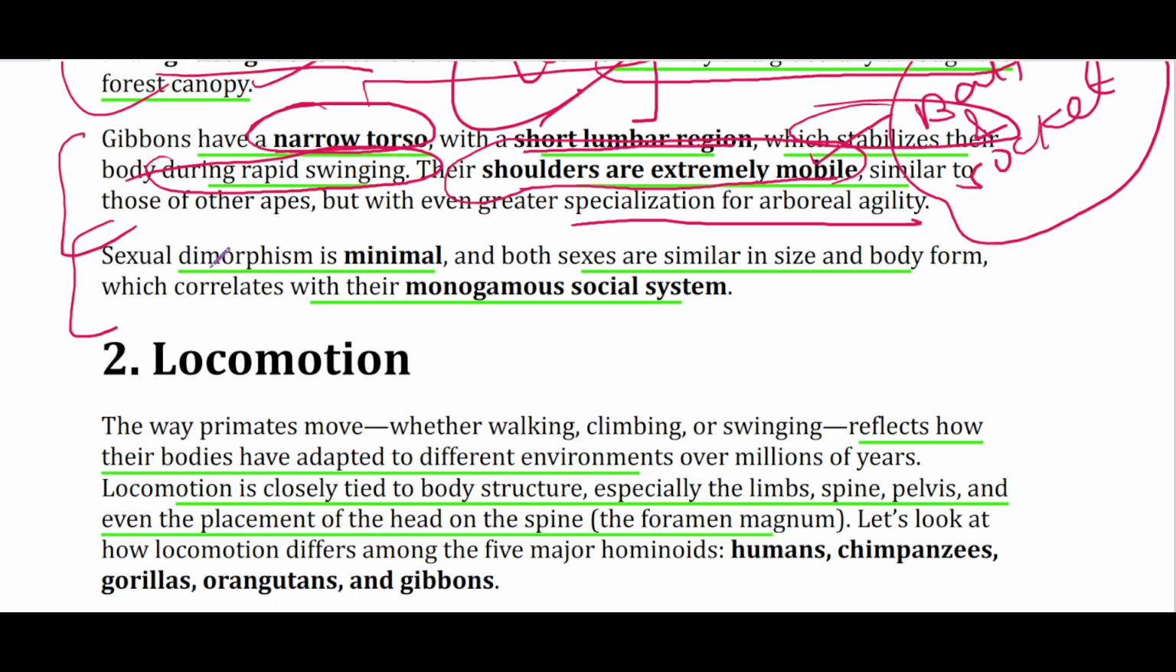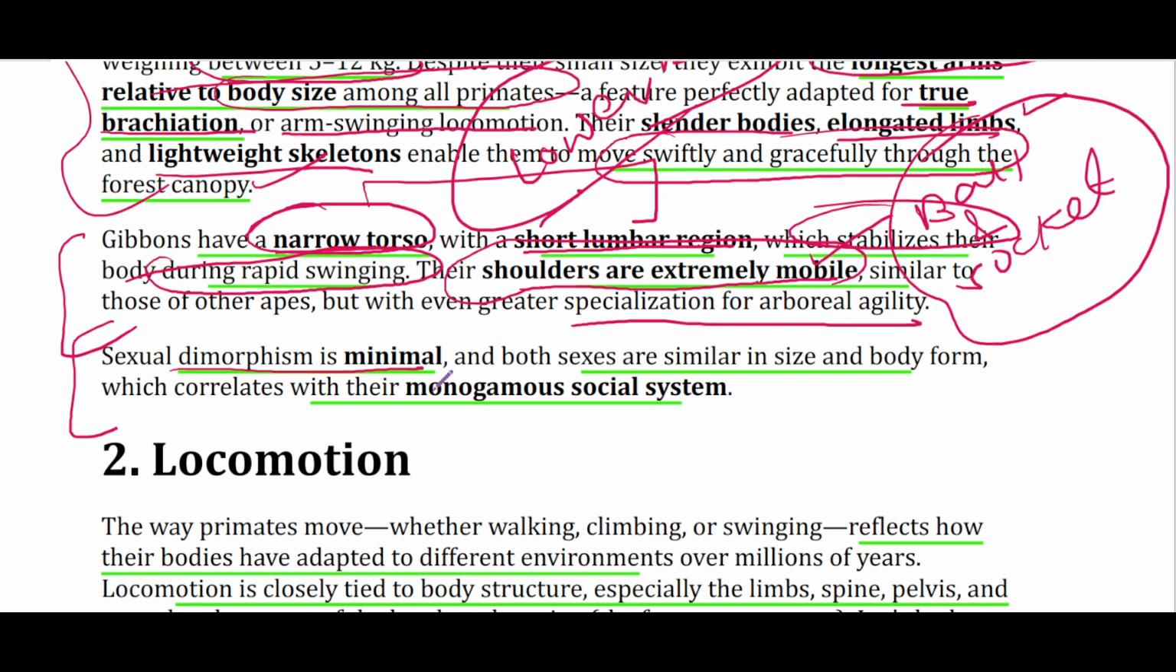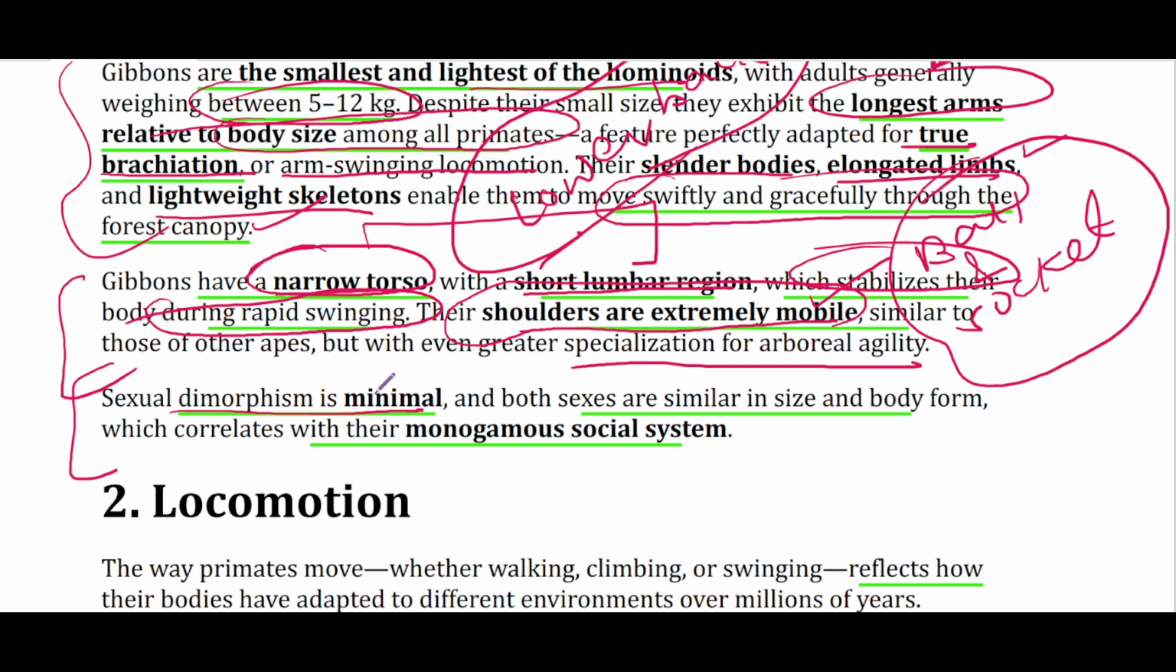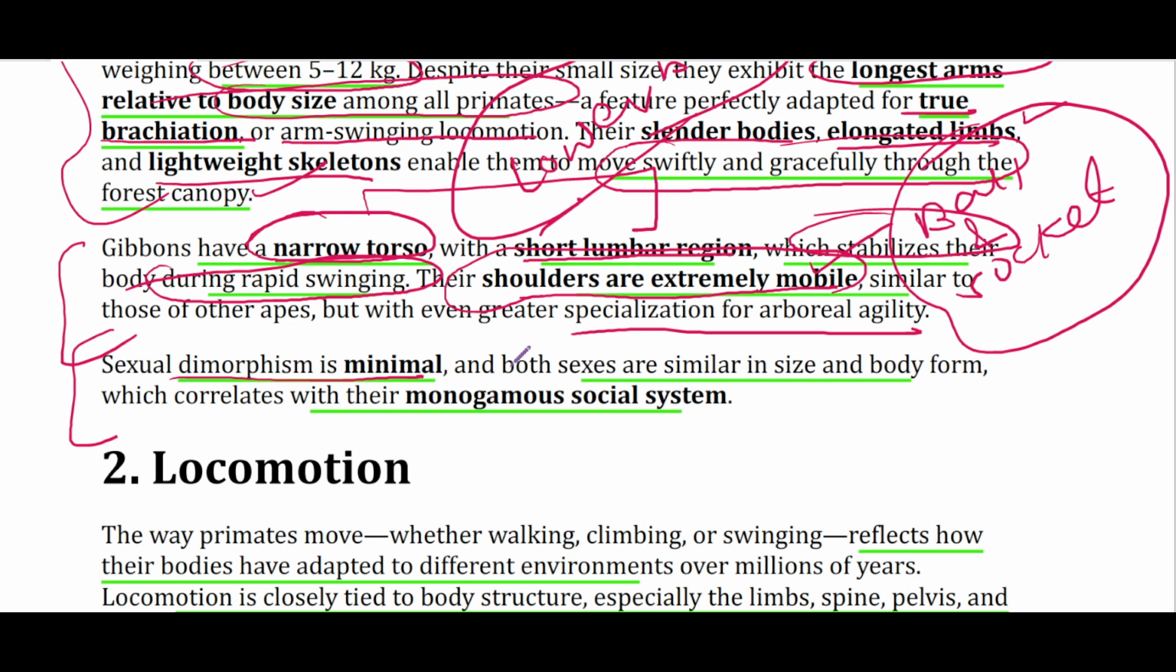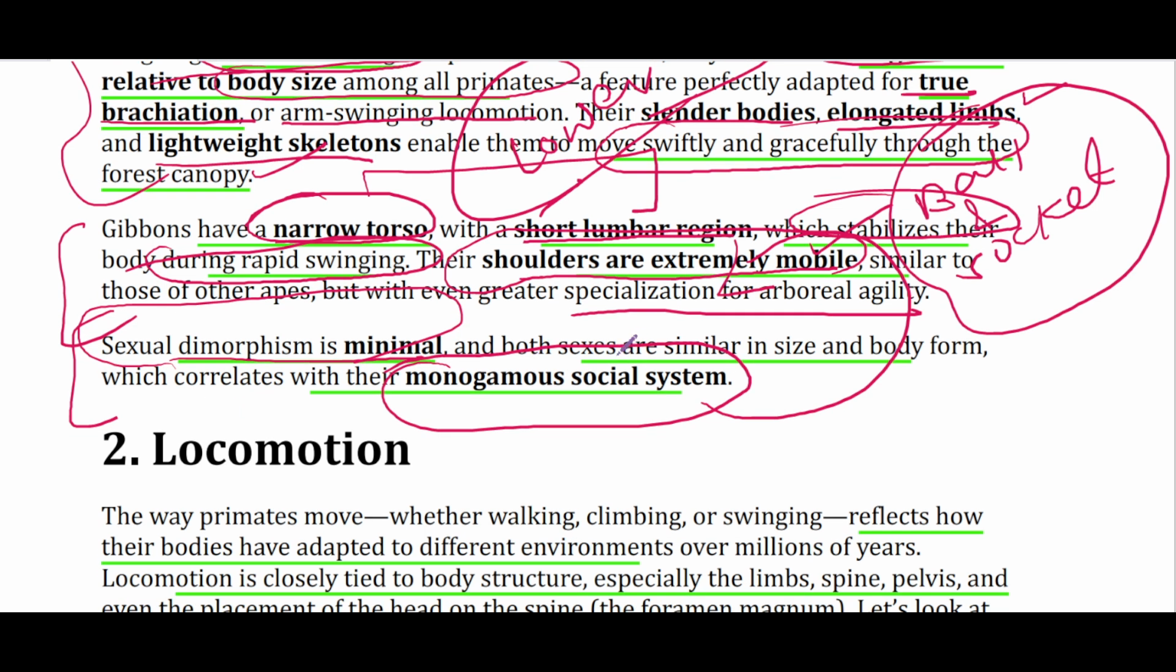And finally, their sexual dimorphism is minimal because gibbons are also monogamous. Monogamous means one male-female bonding, with one person at a time, like what we see in humans today. So this might be the reason that they do not show any prominent sexual dimorphism. In both sexes, they are similar in size and body form.